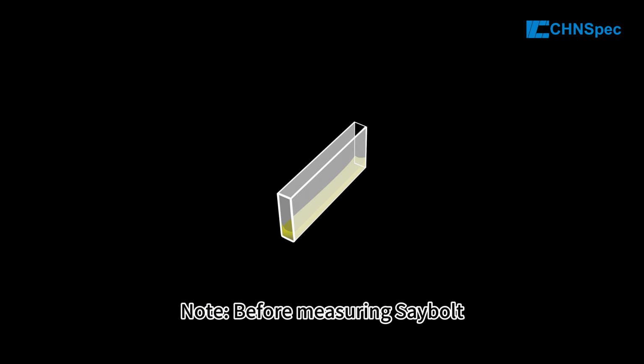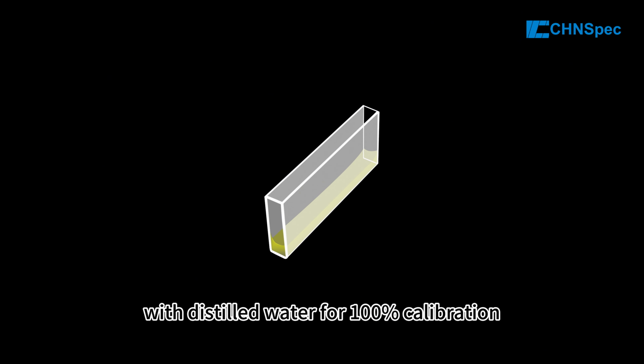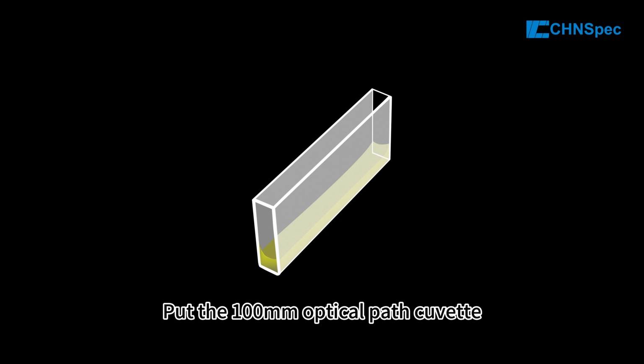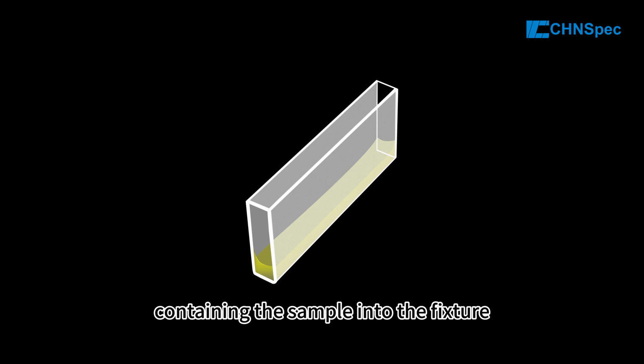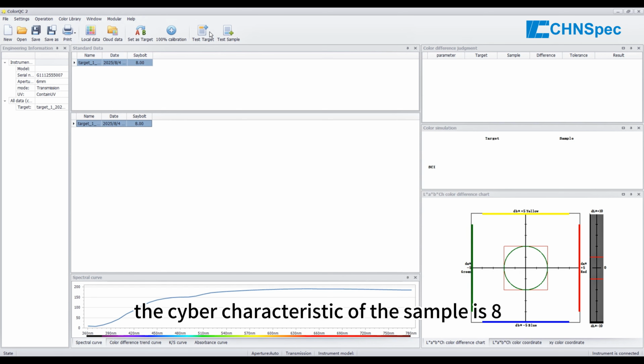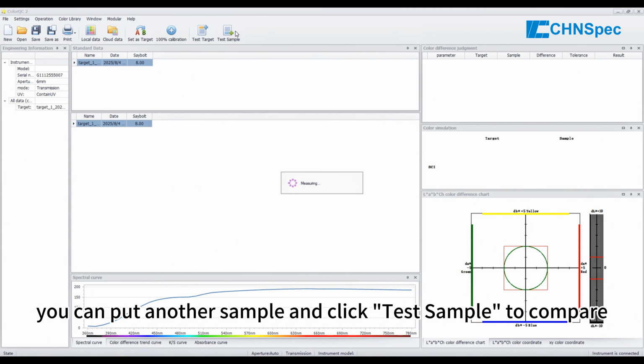Note, before measuring Saybolt, please use a 100 mm optical path cuvette filled with distilled water for 100% calibration. Put the 100 mm optical path cuvette containing the sample into the fixture and click Standard Sample to get that the Saybolt color of the sample is 8. If you need to compare the difference between the two samples, you can put another sample and click Test Sample to compare. Fourth, ASTM color.